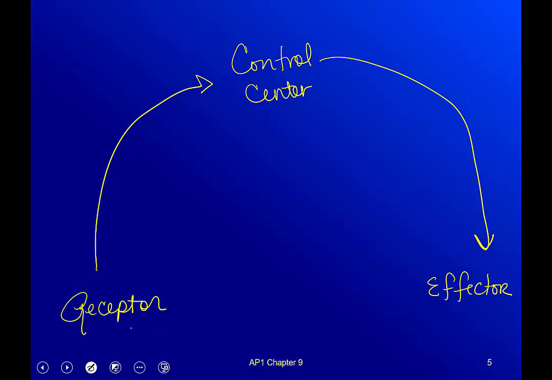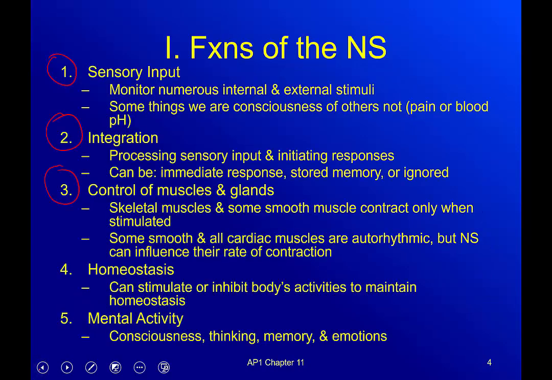In Chapter 1, when we discussed the parts of a reflex arc, we talked about the fact that it had a receptor, a control center, and an effector. Well, technically, when we're talking about the first functions of the nervous system, we're talking about the same parts and pieces. Sensory input is basically monitoring numerous internal and external stimuli. Some things we're conscious of, other things we're not.